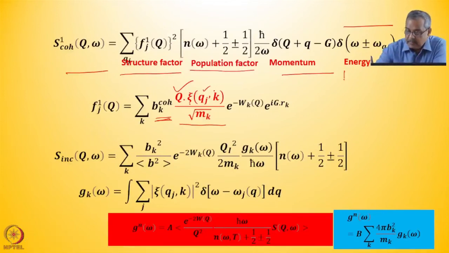Let me be a little clearer about it. So when I talk about xi, suppose this is a, I am just talking about the acoustic branches. It is longitudinal. This is pi by a.